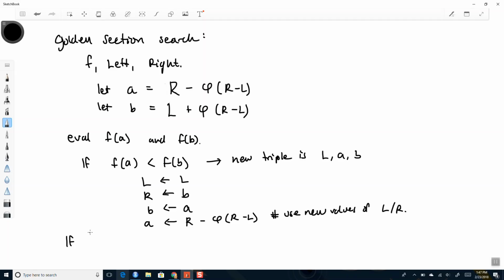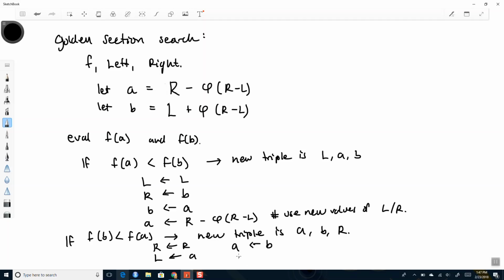And then if it's the other way, f of B is less than f of A, the new triple is A, B, and R, okay? So R remains R, A becomes L, and B becomes A, and then the new B will be L plus phi times R minus L, okay? And then repeat.